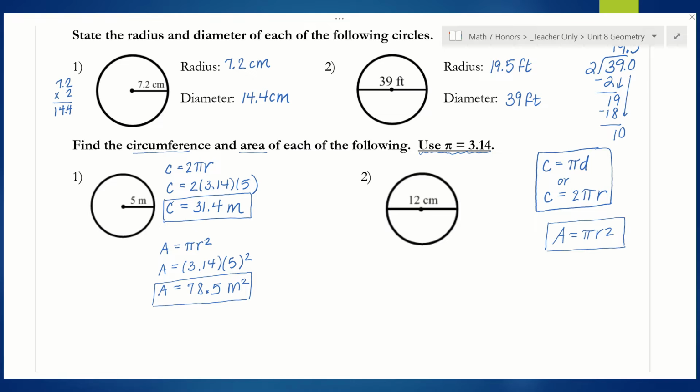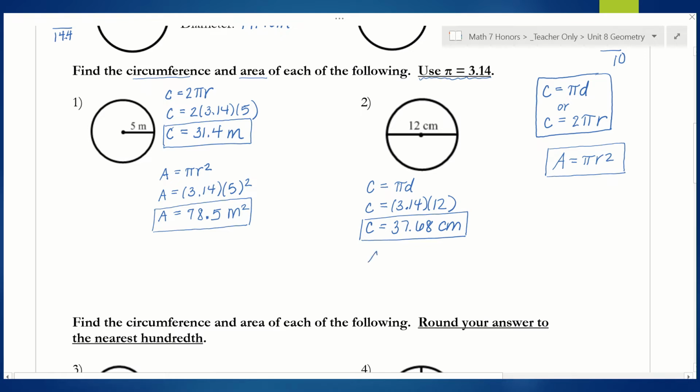Okay, so we're going to do the same thing with number 2. So in this circle, we have a diameter of 12 centimeters. So for my circumference formula, I'm just going to choose to use the one that has diameter in it, so pi times d. And for my substitution step, I'm still using 3.14 for pi times 12, which is my diameter. So if we type that in the calculator, we get 37.68 centimeters. Again, it's perimeter, so it's just centimeters.